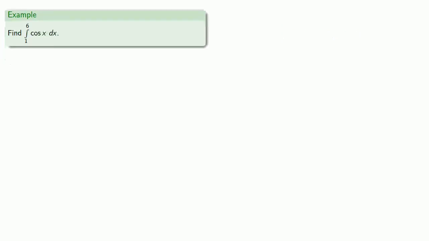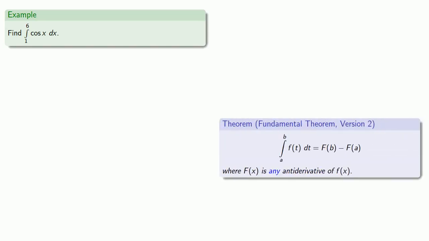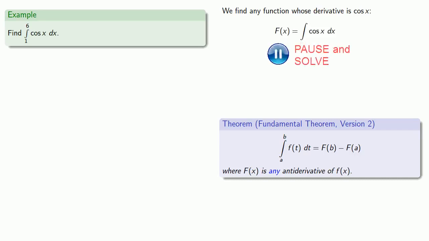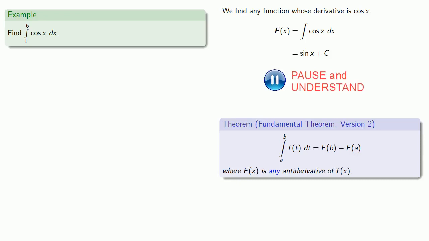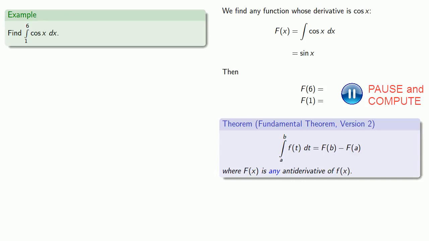So let's evaluate the integral from 1 to 6 of cosine x dx. Our new version of the fundamental theorem says we can find any function whose derivative is cosine of x. So capital F of x is going to be an antiderivative of cosine. And so that'll be sine x plus any constant we want. Well, let's make that constant 0. So we need to evaluate our function at 6 and at 1. And the difference between the two is going to be the value of the definite integral.